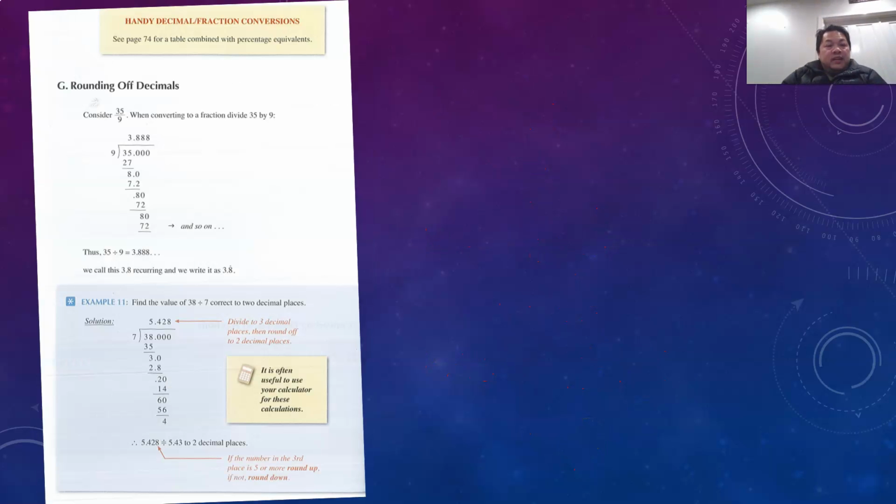That's right. And then moving on, again, rounding off. How do you round off? Quite interesting. We always have to follow the rules. For example, when you want to have a whole number divided by another whole number, let's say 35 divided by 9. When you work it out, we know that this is 3.